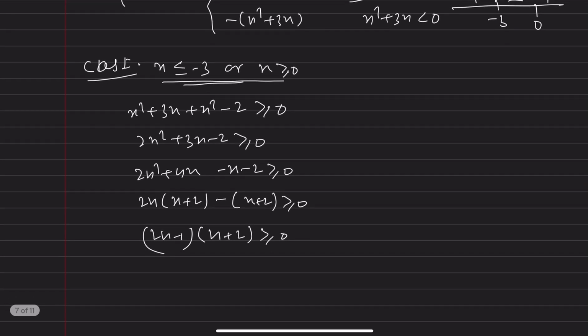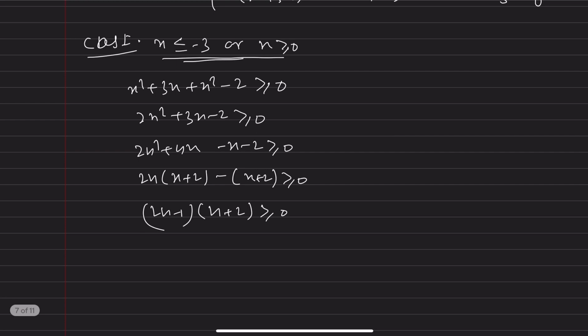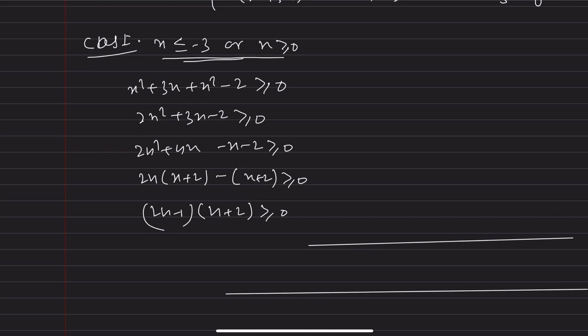So here we have what? So on the number line we'll draw it. Here we have 2x minus 1 equal to 0, and x plus 2 equal to 0. So x equal to minus 2 and x equal to 1 by 2. So here I'll write down minus 2 and here 1 by 2. So positive, negative, positive means we take all the values which are greater than 0.